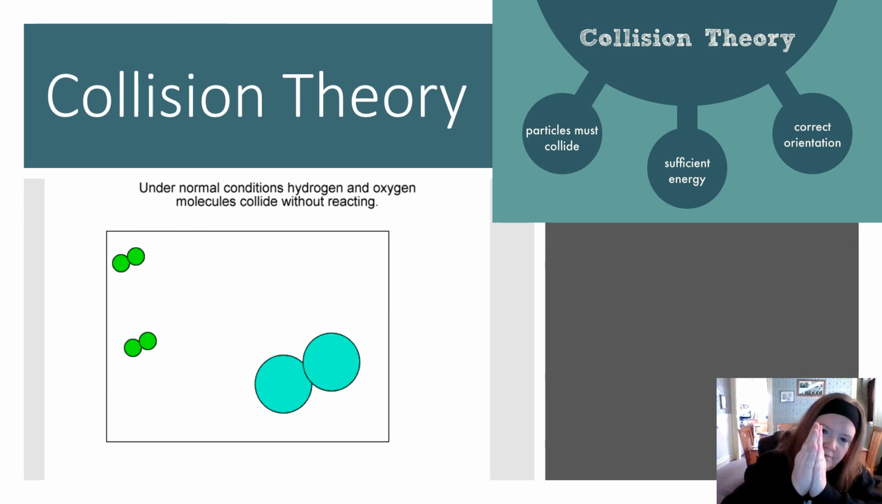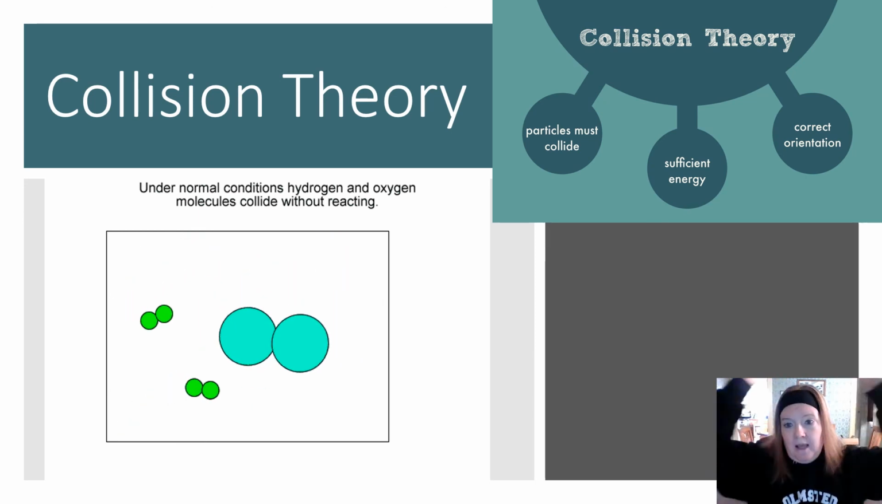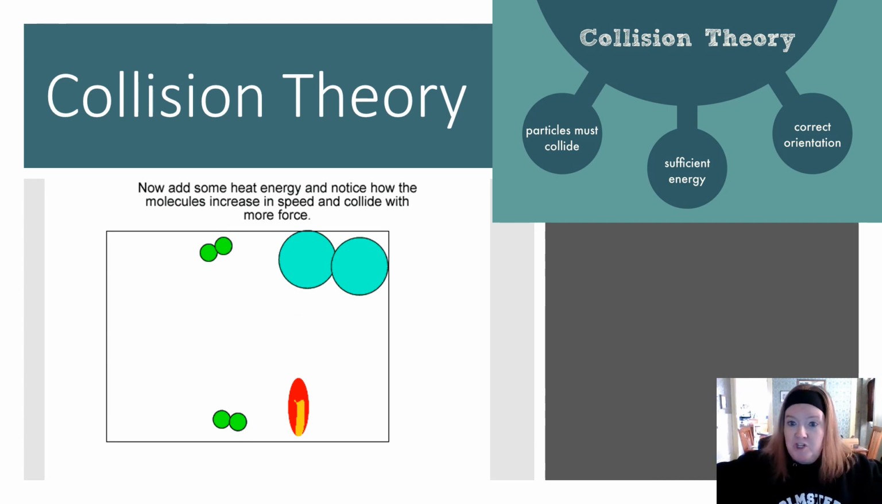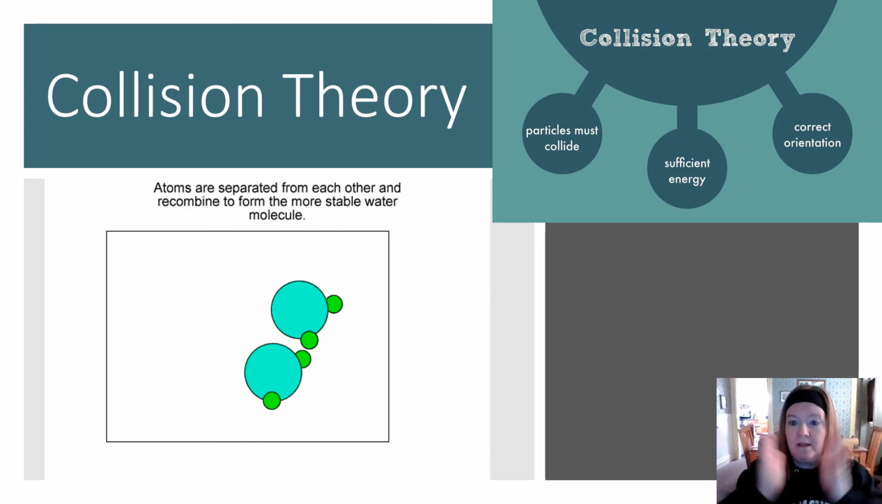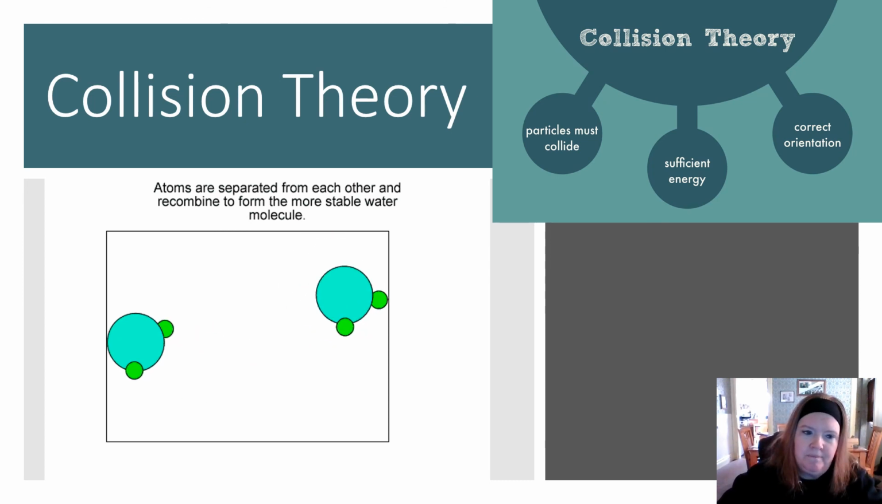So real soft collision, no reaction. Hard enough energy, okay? Also lined up right. So if they have to hit this way, but they hit this way by mistake, no reaction. So it has to be lined up correctly and enough energy. How much energy? Well, at least the activation energy, which we'll talk about.